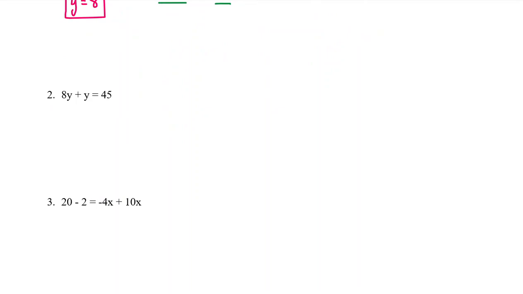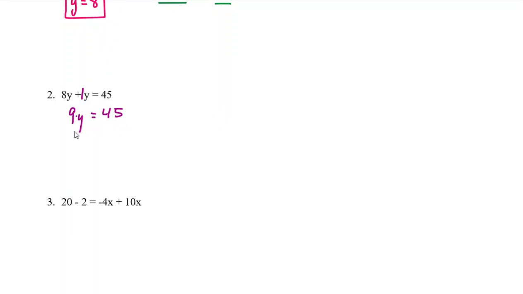Now, these are easy problems. We have to do something to make them tricky, so we're going to throw in some combined like terms work for you here. So in this case, 8y plus y equals 45. We have 8 apples plus 1 apple. How many apples is that total? That's 9 apples. 9 y's equal 45. 9 times y equals 45.